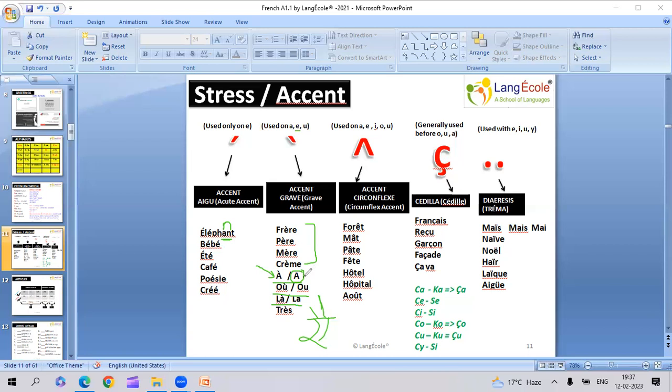Now similarly, of these two, one will mean where and the other will mean or. So ou means or and où means where. Now similarly, this là with accent will mean there. There, okay, there.